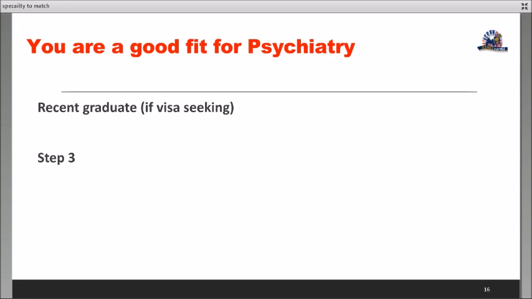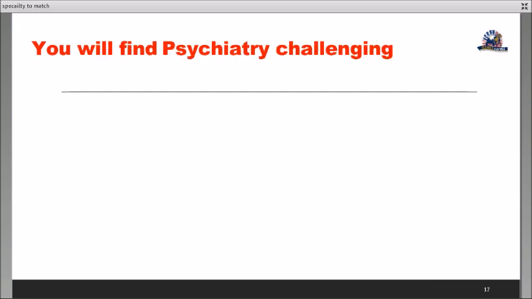Step 3, psychiatry is another specialty that has a big focus on step 3. So if you have taken step 3, you should have a good alignment with psychiatry. Like other specialties, electives, rotations, and research, which is again very powerful in psychiatry, will help you. Psychiatry is moving away from visa seeking applicants unless, like I mentioned, you are a recent graduate. So if you don't need visa, that's a good thing in psychiatry.